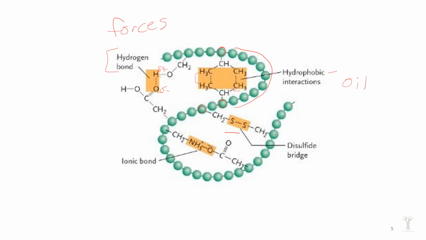Over here we have 2 amino acids that have sulfurs. Sulfurs will be attracted to other sulfur atoms, forming disulfide bridges that will also make the protein fold. And lastly, we can have ionic bonds. When you have a positive and a negative charge, opposite charges will be attracted. So this amino acid will be attracted to this amino acid. Hydrogen bonds, hydrophobic interactions, disulfide bridges, and ionic bonds. These cause the protein to fold so that it has the right function.